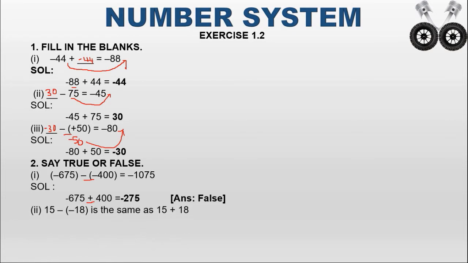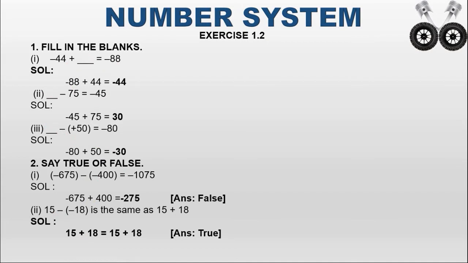15 minus minus 18 is the same as 15 plus 18. So we have to check that 15 minus of minus 18 is equal to 15 plus 18. Here two operators are next to each other, so we have to change the sign. Minus into minus, both have the same sign, so we put the positive sign. So 15 plus 18 equals 15 plus 18. So the given statement is true.